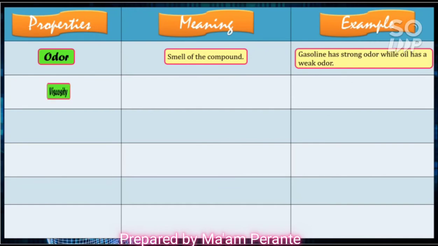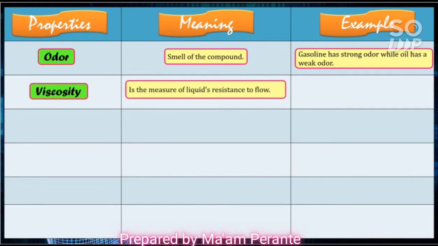Aside from odor, we also have viscosity as a property of organic compounds. What do you mean by that? Viscosity is the measure of a liquid's resistance to flow. Okay? For example, oil is more viscous than alcohol. Meaning to say, oil will take time to flow compared to alcohol or other liquids like water. But alcohol and water can flow freely or at a faster rate. Oil will take some time to flow, and that makes oil more viscous compared to other organic compounds.